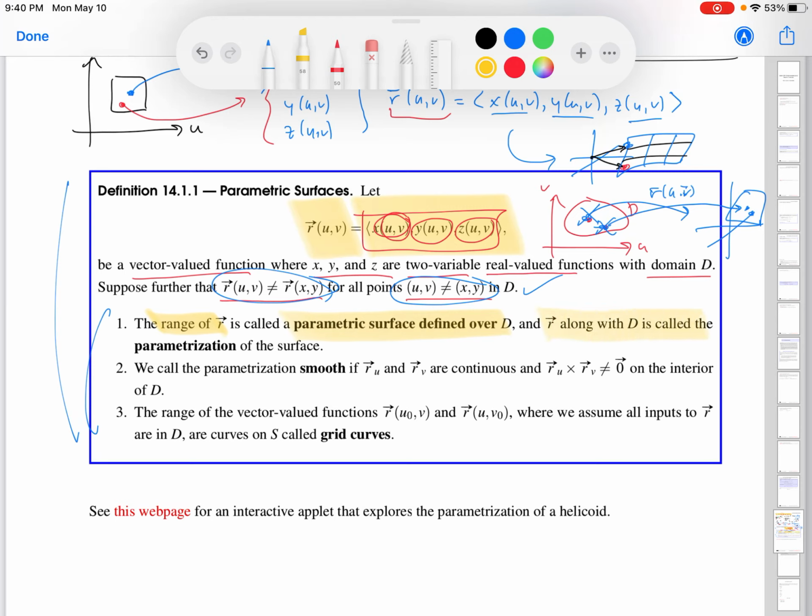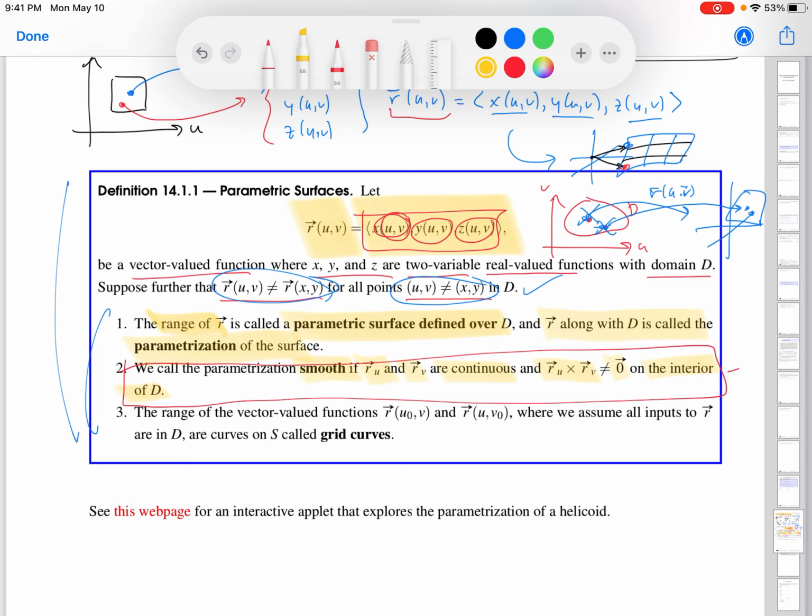And R along with D is called the parametrization of the surface, okay? We call the parametrization smooth if r_u and r_v are continuous, and if the cross product of these partial derivatives is not the zero vector on the interior of D. This is really a condition that I'm going to come back to once we start talking about surface area and surface integrals later in this lesson and in the next lesson. So I'm not going to say anything about this for now.